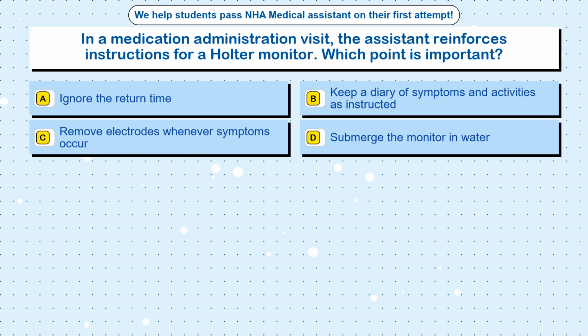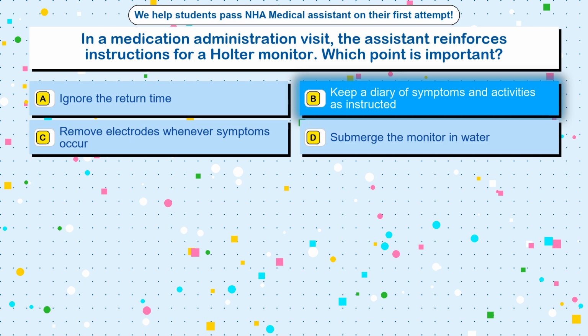Question 94. In a medication administration visit, the assistant reinforces instructions for a Holter monitor. Which point is important? Option A. Ignore the return time. Option B. Keep a diary of symptoms and activities as instructed. Option C. Remove electrodes whenever symptoms occur. Option D. Submerge the monitor in water.